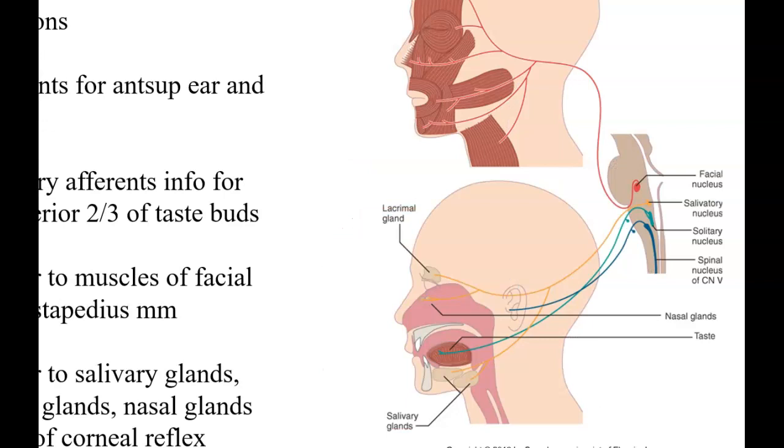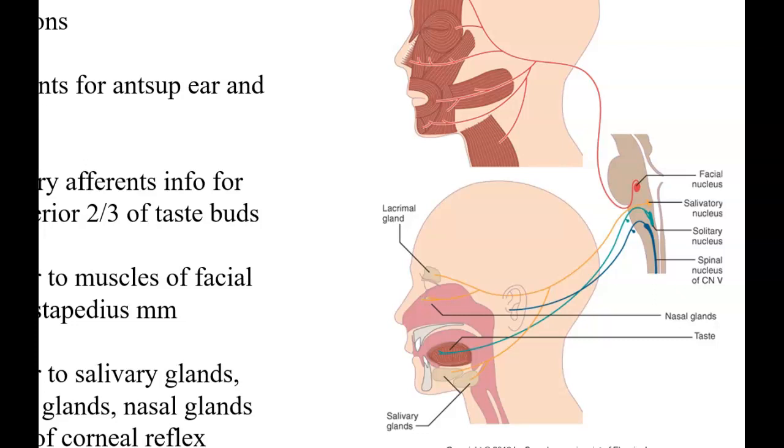So this is cranial nerve 7, the facial nerve, also a mixed nerve. It originates in the pons as well. It carries sensory afferent information from the anterior superior ear and the external ear canal. It is also carrying visceral sensory afferent information for taste from the anterior 2/3 of the taste buds, right? So that's going to impact your taste from that area.